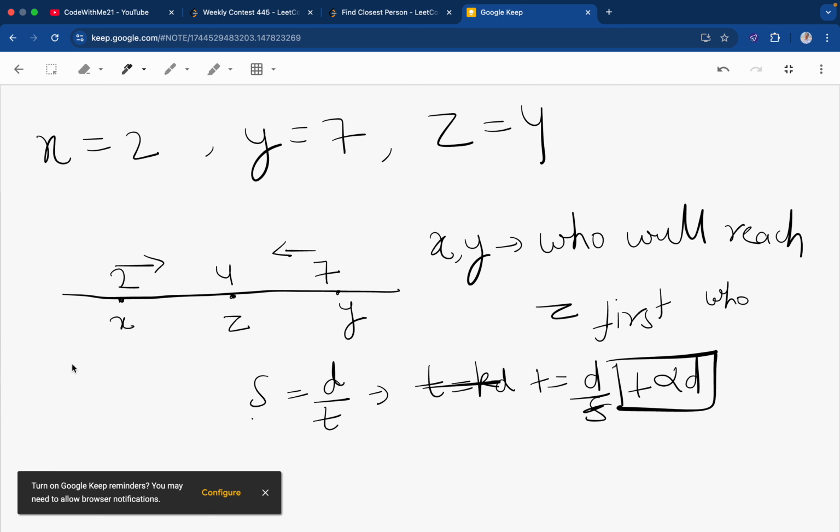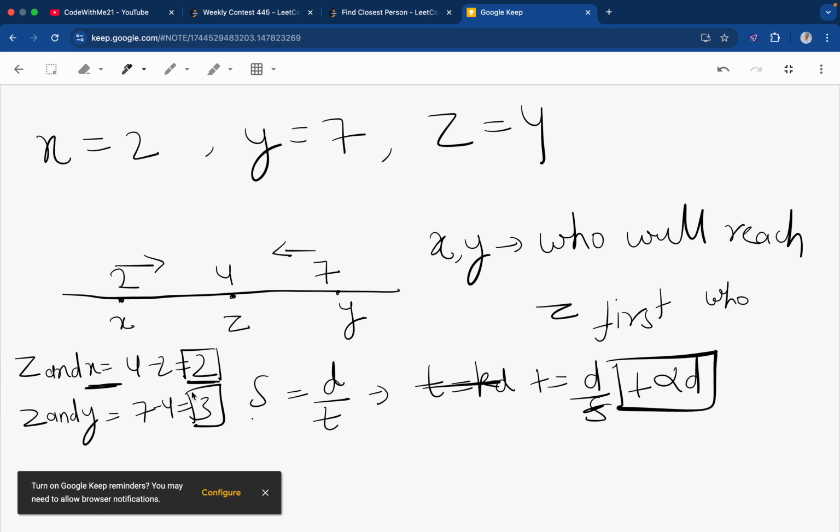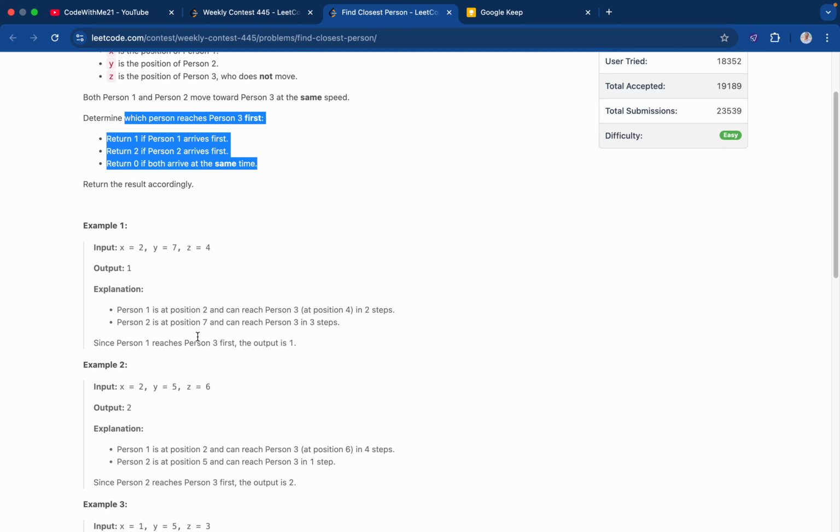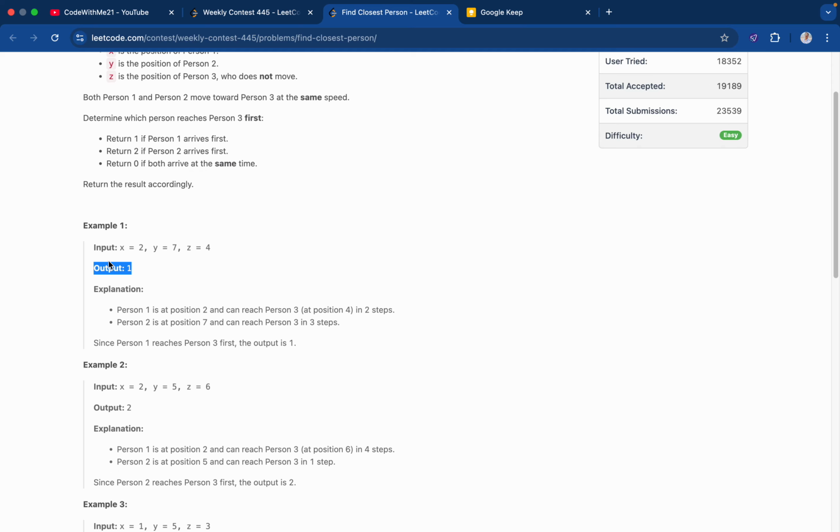So from this example, the distance between z and x is 4 minus 2, which is equal to 2, right? And the distance between z and y is 7 minus 4, which is equal to 3. So x will reach z first because its distance is less than y's. So the output would be 1, because 1 is denoting the person x, which is equal to 2.